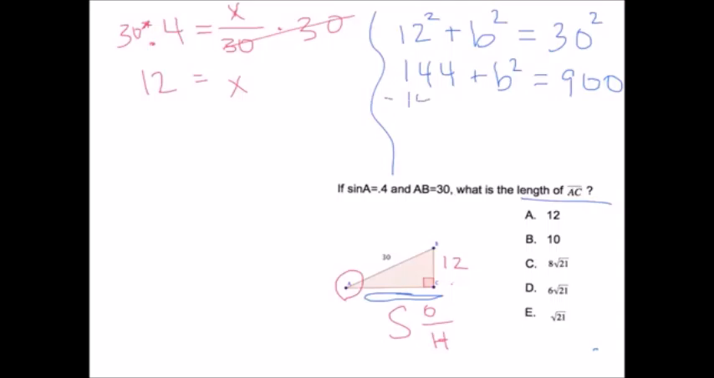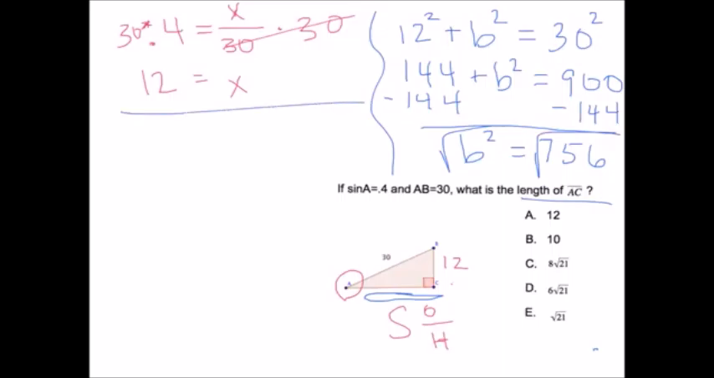Okay, subtracting 144 from both sides will get us b squared, and then 900 minus 144, here we can use our calculator if you need to, 756. So that means that b is radical 756. So I'm going to move over here. So b is rad 756. Now, this is not an answer choice. Well, it is, but it's not written this way.